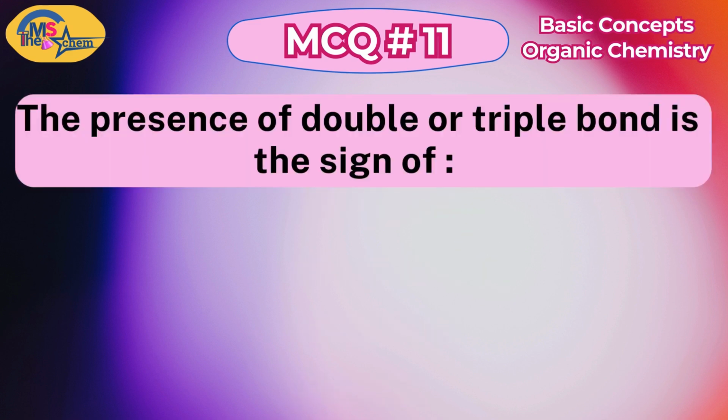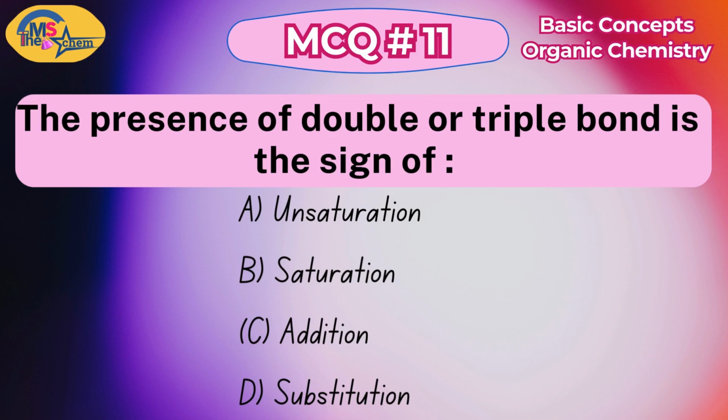And now question 11. The presence of double or triple bond is the sign of. Option A is unsaturation, option B saturation, option C addition, and option D substitution. As we know that double or triple bonds are the sign of unsaturation, so the option A is true.